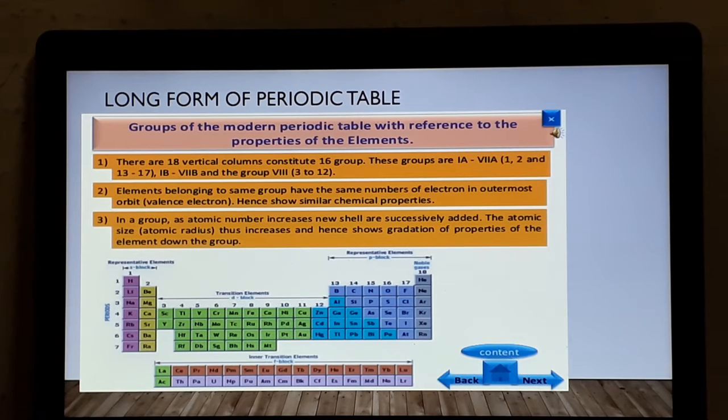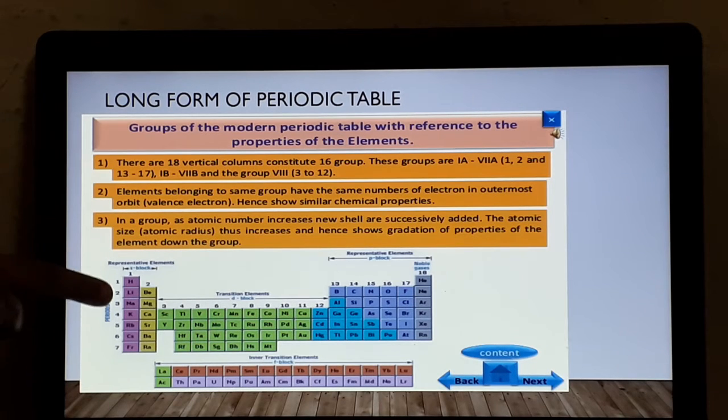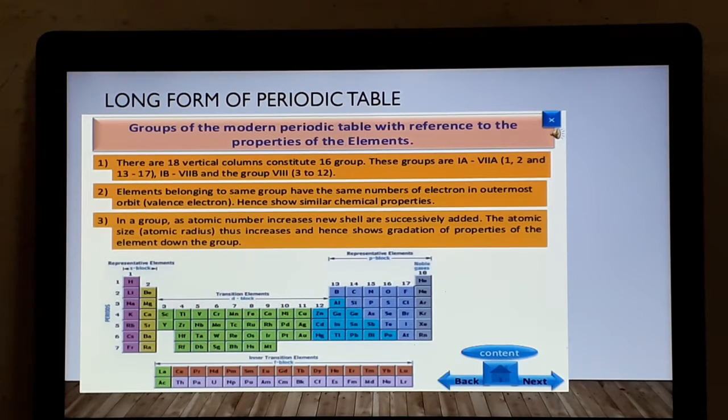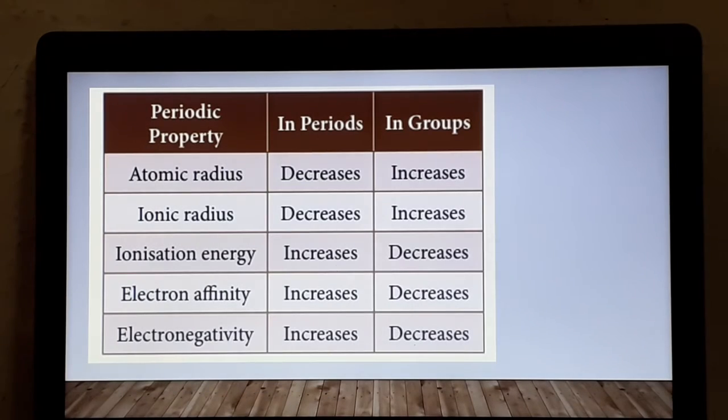So children, we have learned that the electrons will be added to a new shell, hence the atomic size increases down the group, isn't it? Now let us see the other properties. Now ionic radius, and then coming to ionization energy. What is ionization energy? The energy required to pull off the electron.